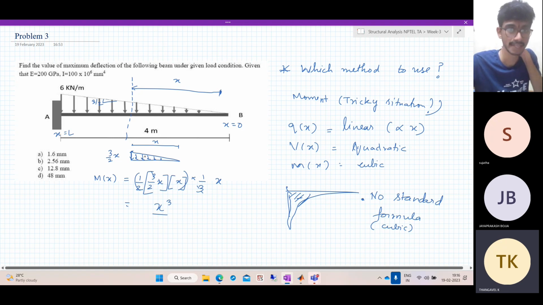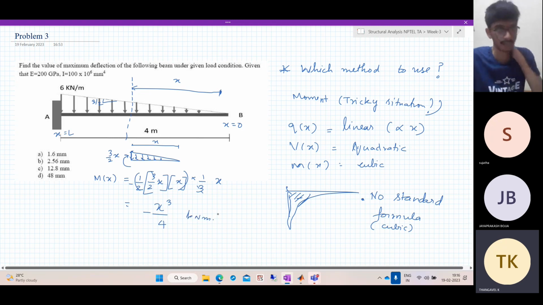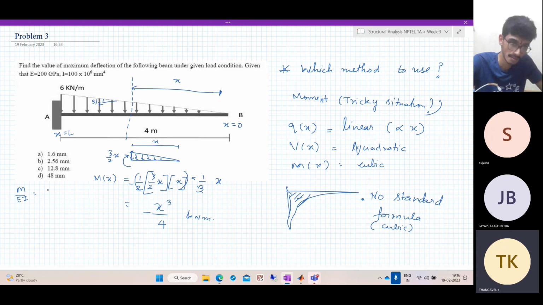Positive or negative? It is negative, right? Because you assume here it is like this. If you enforce the equations of equilibrium, you'll get a hogging moment, minus x cubed by 4 kilonewton meter. And what is M by EI? So M by EI is minus x cubed by 4 EI.